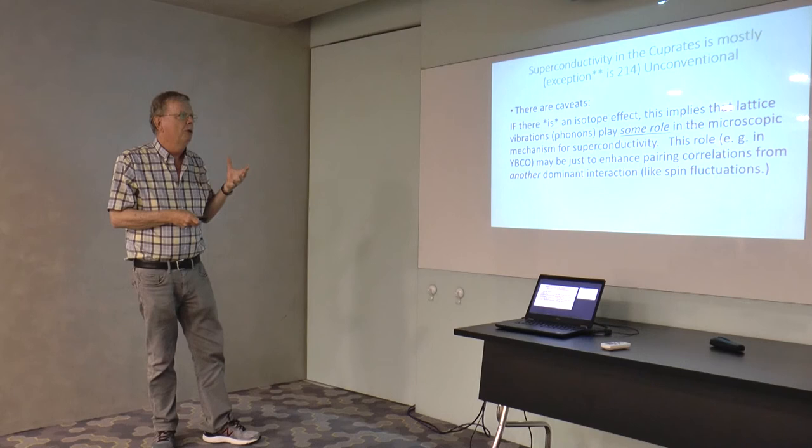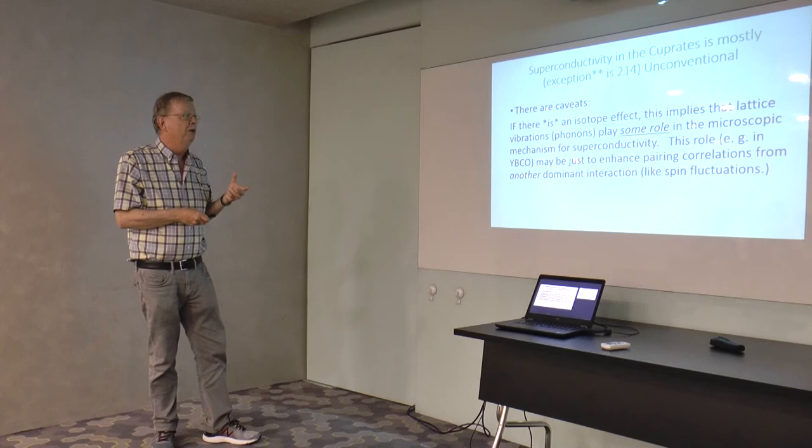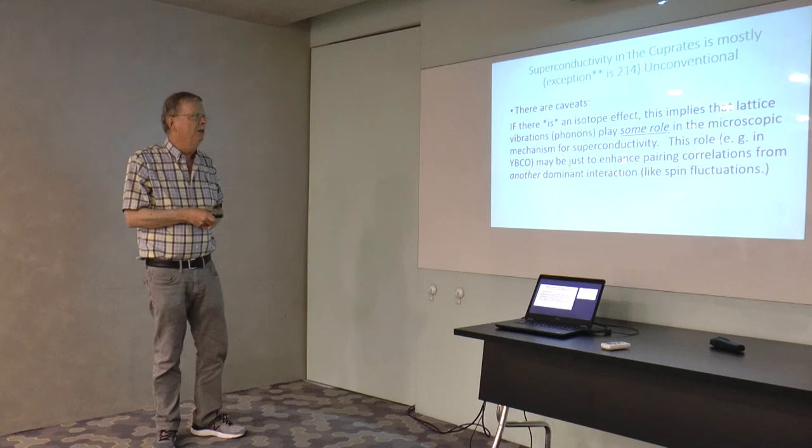Okay? So, if you change the vibrational frequency of the iron atoms, you're going to change the spin correlation pairing between that and the neighboring irons. And so, the electron-phonon isotope effect that you see on iron isn't saying that it's an electron-phonon BCS pairing. It's saying that those lattice interactions affect the dominant pairing interaction. So that's a caveat, a warning.